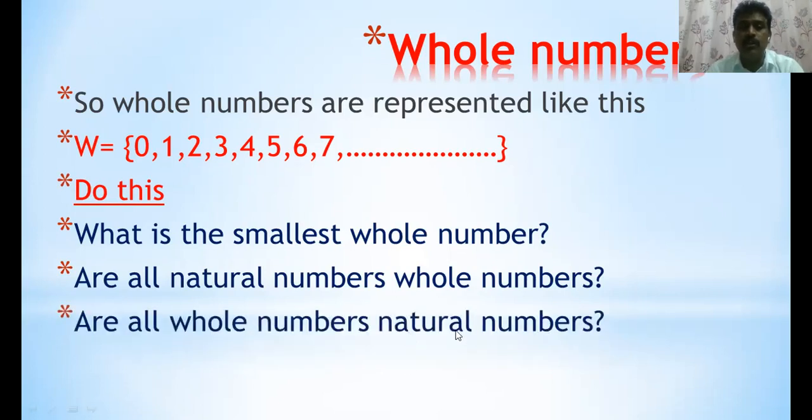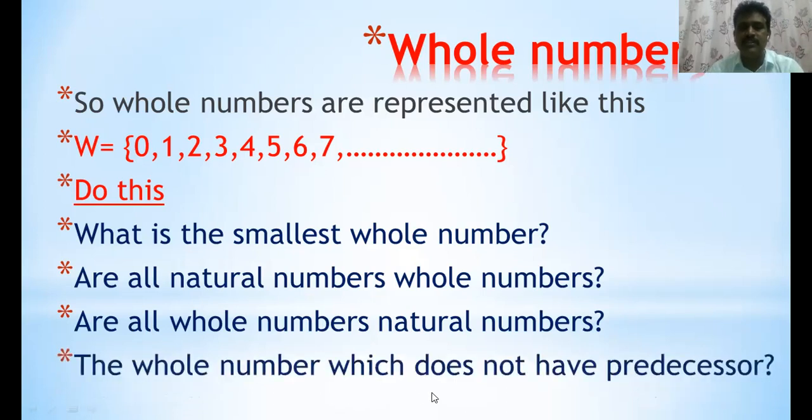Are all whole numbers natural numbers? Can you say like this? Whole numbers means starting from 0. Are all these numbers there in natural numbers? No. What is not there? Yes, 0 is not there. So, are all whole numbers natural numbers? You have to say the answer is no. Isn't it, children? Yes. The whole number which does not have a predecessor.